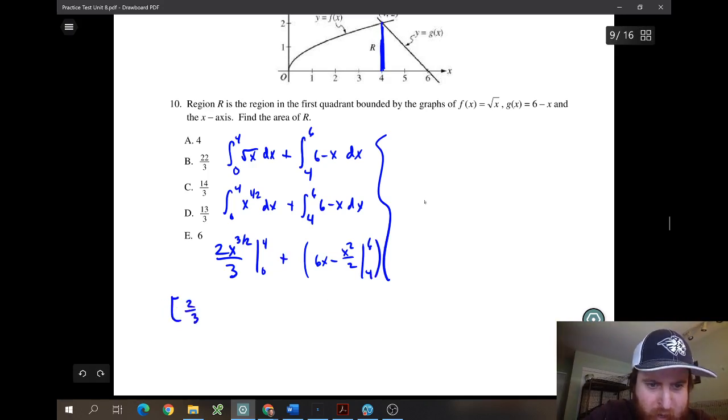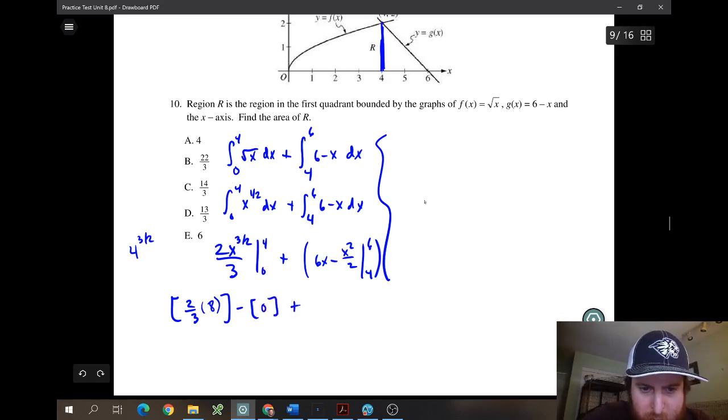Now, 4 to the 3/2 power. When I do 4 to the 3/2 power, that's like 4 cubed and then the square root. You can do either first. You can do square root first or you can cube it first. I like to square root it first. So the square root of 4 is 2. 2 cubed is 8. So it's going to be times 8. Then minus anything times 0 is just 0. So that one's easy. Then plus, now 6 times 6 is 36.